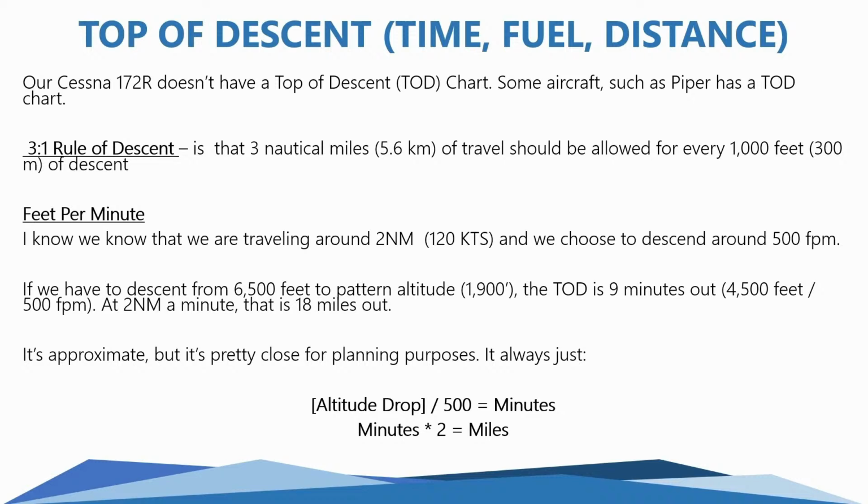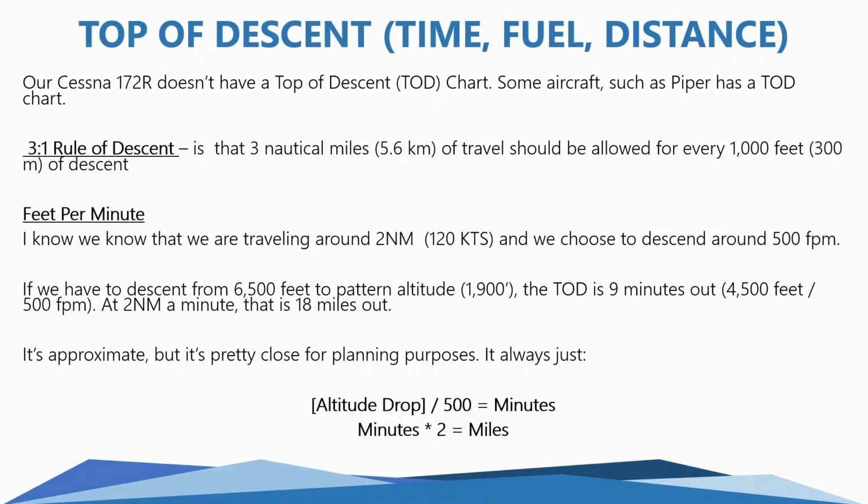The first way is probably the fastest, quickest way to do it, and we use this in the airlines pretty much on a daily basis. It's called the 3-to-1 rule, and it's the 3-to-1 rule of descent. What that means is it's based off of a 3-degree glide slope, which is basically a standard glide slope on most instrument approaches. That for every 3 nautical miles of distance that we travel, we're basically dropping 1,000 feet.